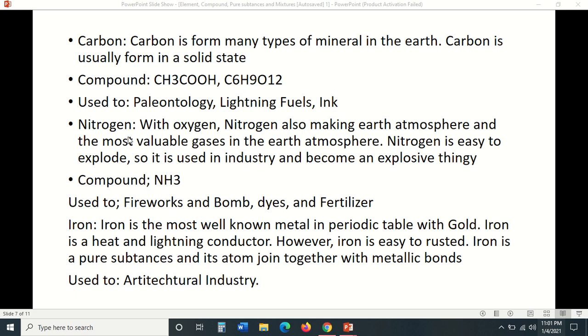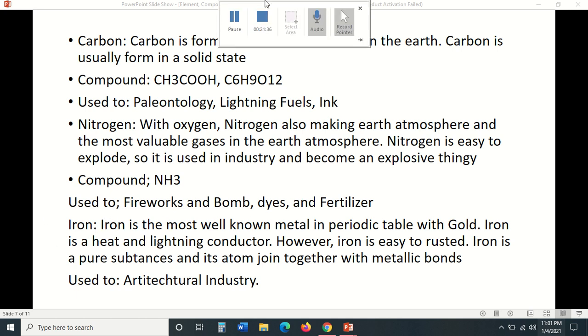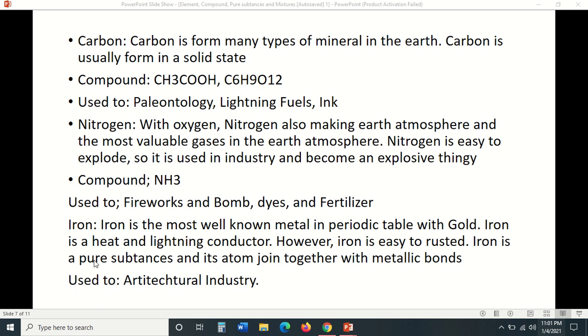So the liquid nitrogen is very cold and can keep the food cold. And then there's iron. Iron is the most well-known metal in the periodic table, along with gold. Iron is a heat and lightning conductor. However, iron is easy to rust or oxidate.